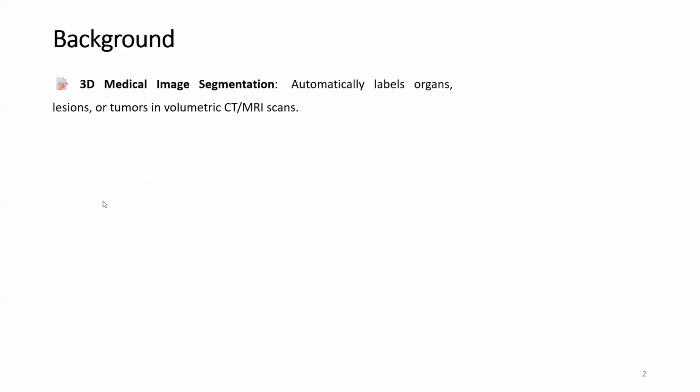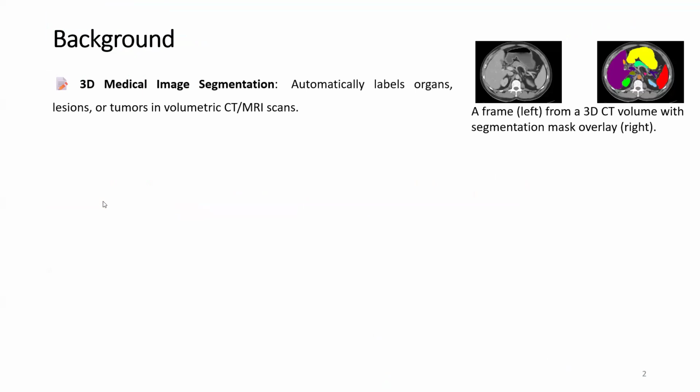Before going to present our core contributions, let's start with what is 3D medical image segmentation. It is the process of automatic labeling of organs, lesions, tumors, or other biomarkers in volumetric CT, MRI, or other medical imaging modalities. Now the question is, why do we need 3D medical image segmentation?